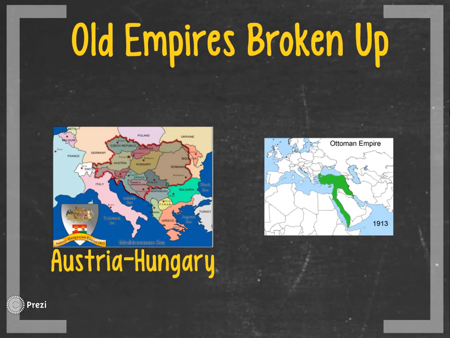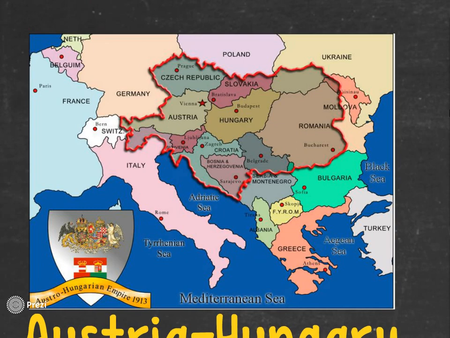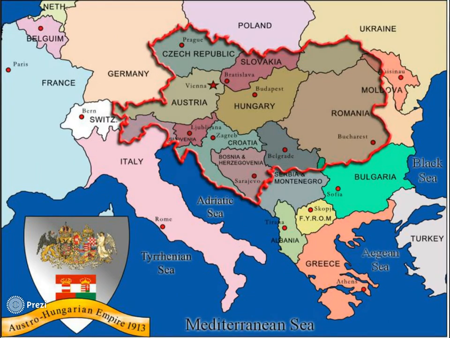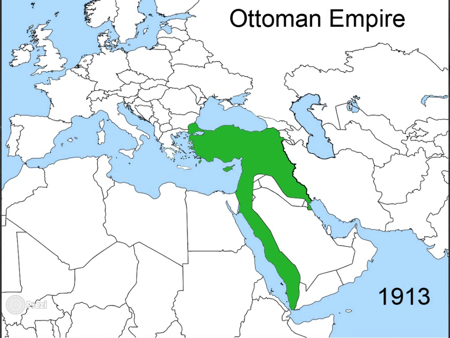But there were also two large empires that were destroyed as a result of World War I, the Austria-Hungarian Empire and the Ottoman Empire. Now, if we zoom in here on the Austria-Hungarian Empire, this would be what it looked like. The red outline here was what it was in 1913 prior to World War I. And then afterwards, it was just divided up into all these different countries. Look how small Austria became and Hungary became.